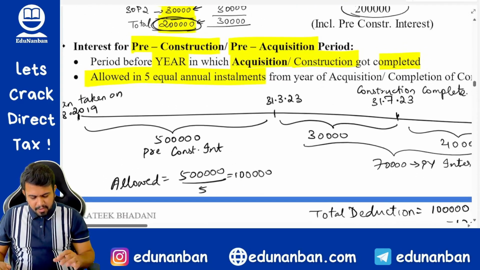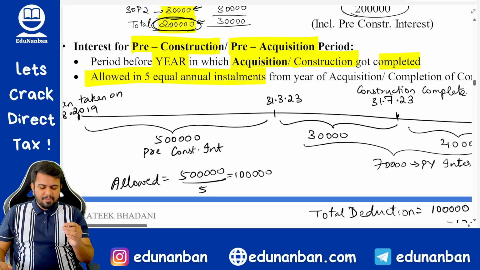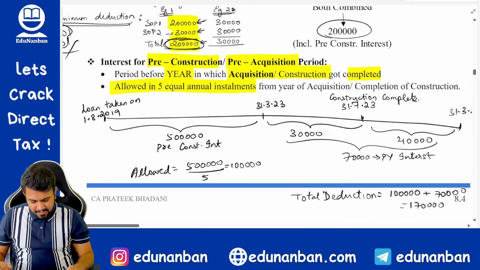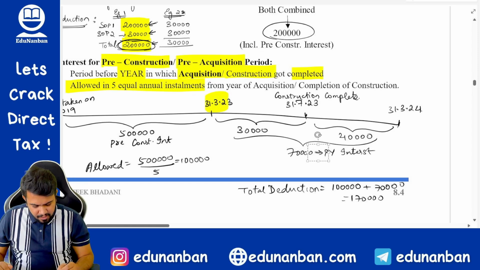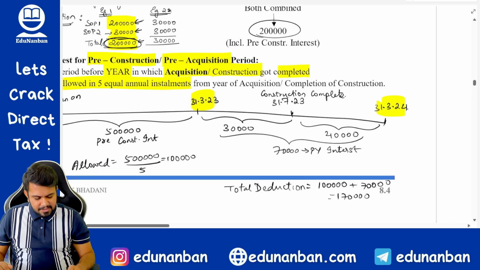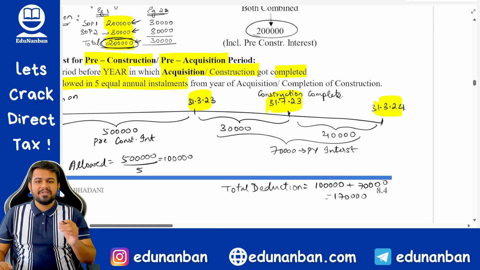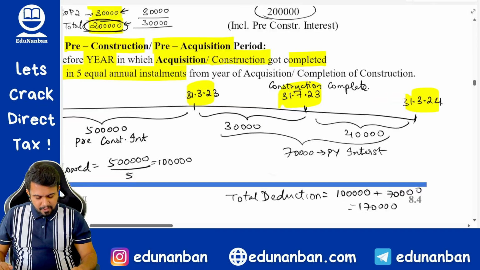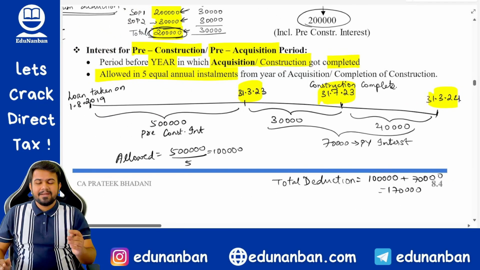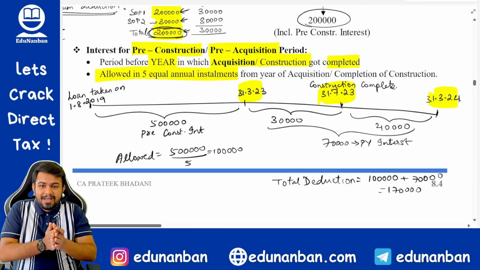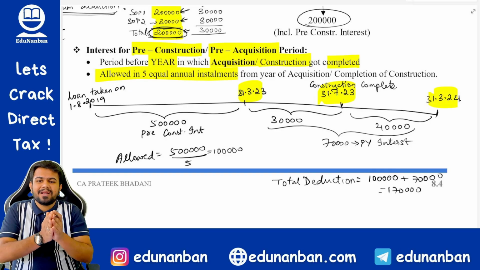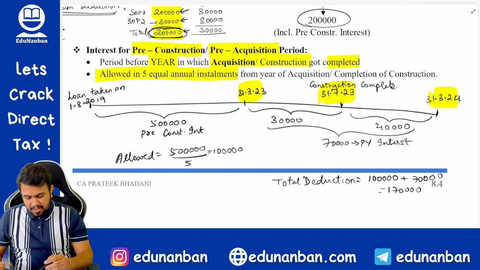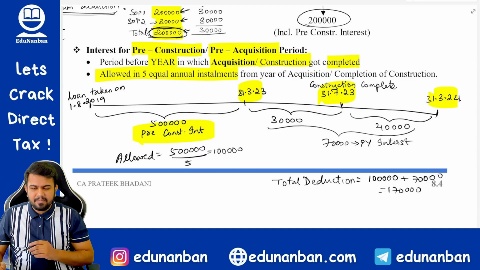Fine. Now, sir, what is this pre-construction or pre-acquisition period? Let me tell you, Kanna. Let's say for financial year 23-24, the construction got completed on 31 July 2023. Whatever period is there before the year in which the acquisition or construction got completed is called the pre-construction or pre-acquisition period.